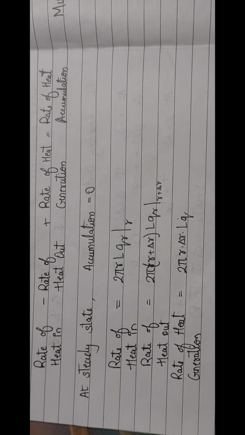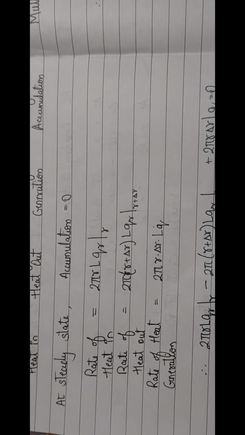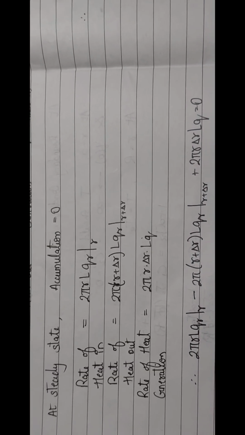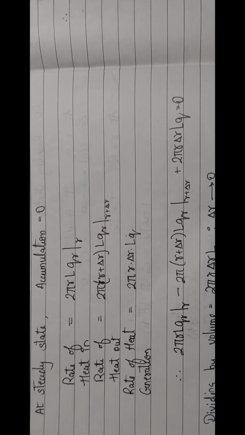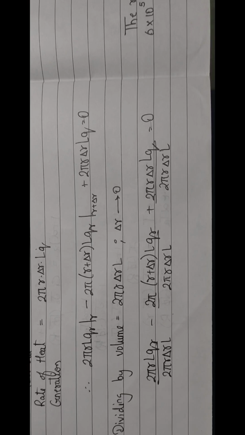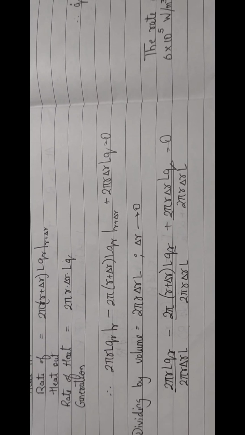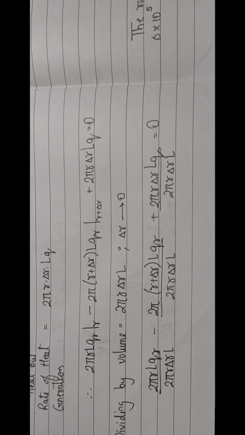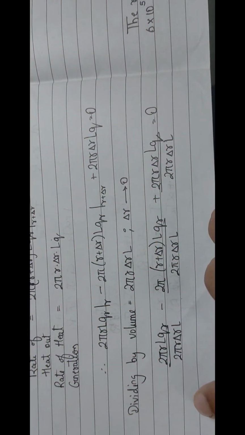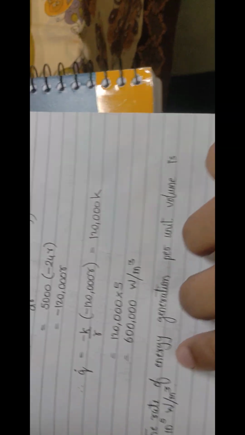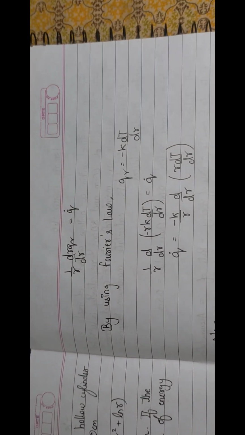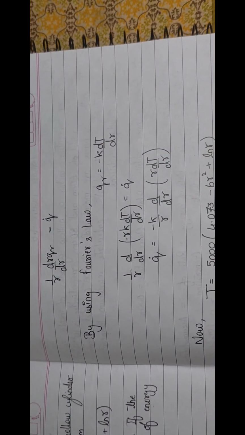So at steady state, accumulation is equal to 0, rate of heat in is equal to 2 pi R L into QR, rate of heat out is equal to 2 pi R L QR at R plus delta R. Rate of heat generation is equal to 2 pi R delta R L into Q. So upon substituting all this in the shell balance, now we need to divide the whole shell balance by the volume of the elemental shell, which is 2 pi R delta R L, and delta R tends to 0.